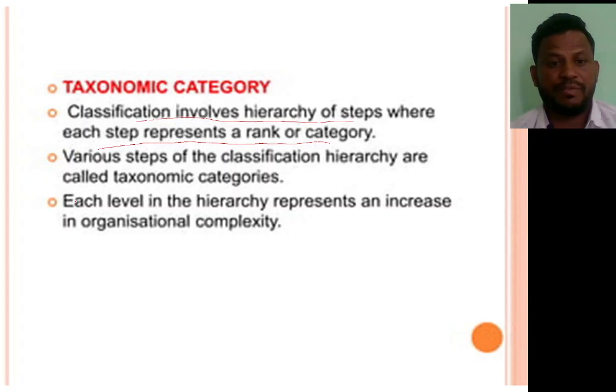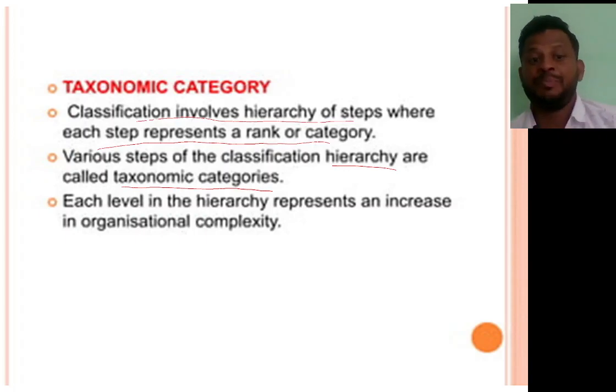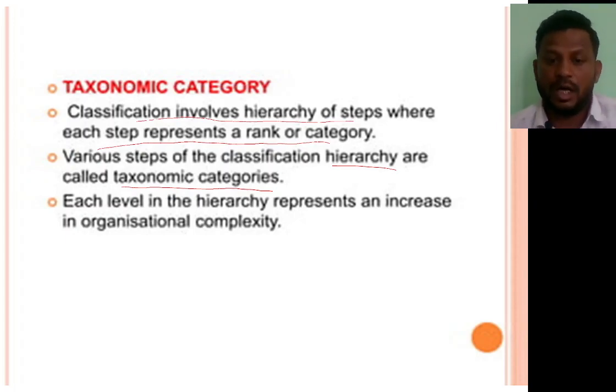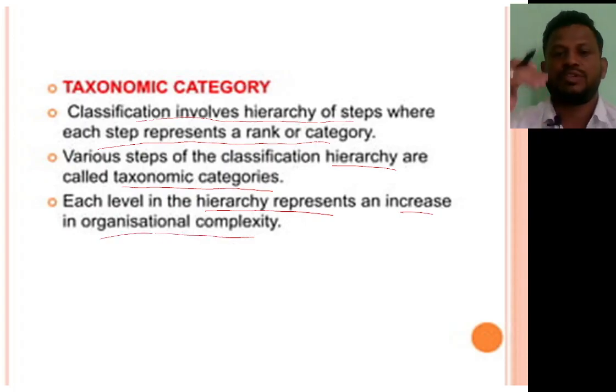Okay, next one. The various steps of the classification hierarchy are called taxonomic categories. Look here, it is a very important sentence. The different steps we use in classification are known as taxonomic categories. It means we are not going to use only the appearance, or see how they are living on the earth. There are different systems, minor things we observe to name or categorize them, and that is known as taxonomic categories. Each level in the hierarchy represents an increase in organizational complexity. We are going to increase here one by one.